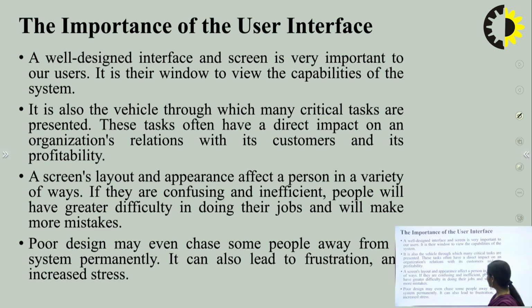Third point is screen layout, its appearance. This is also one of the important points because it may affect a person in a variety of ways. If they are confusing and inefficient, it makes it more difficult for the user to use, and that makes them make more mistakes in doing their job. And poor design may even chase some people away from a system permanently. That means he is bored or he is not using that system.